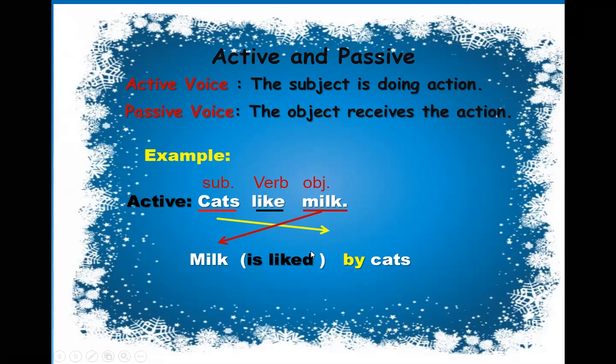How do we form the passive? How do we form the passive verb? We add the verb to be, suitable to the tense of the sentence, with the past participle of the verb. They are the two necessary parts of the passive in English. So we have to put verb to be plus the past participle of the verb. Okay?